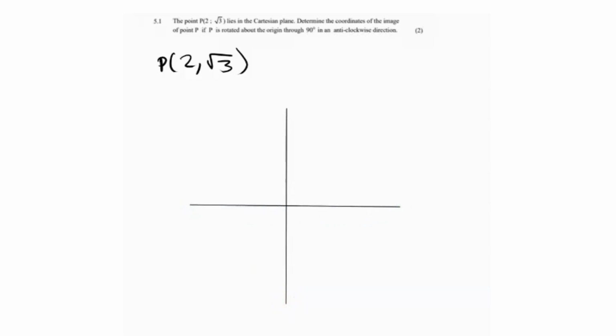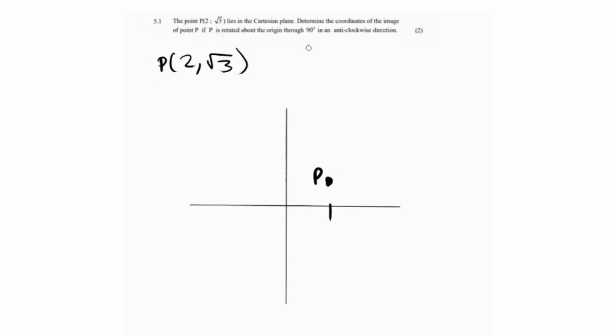So 5.1 says the point P lies in the Cartesian plane. Determine the coordinates of the image of P if it's rotated about the origin 90 degrees in an anti-clockwise direction. So now let's try to draw the Cartesian plane. Let's say point P is somewhere here.